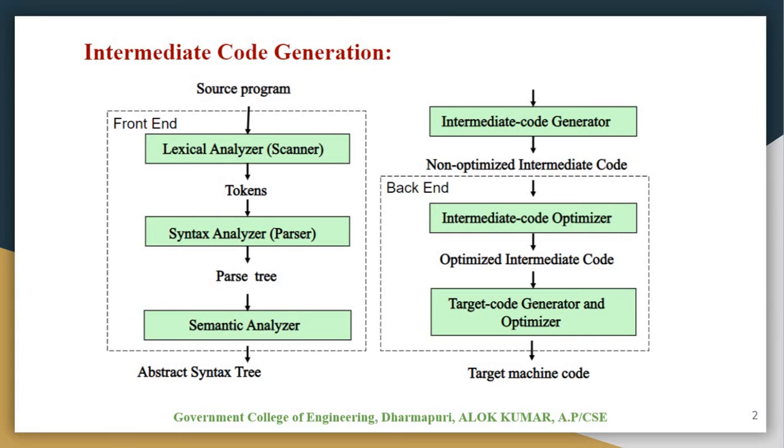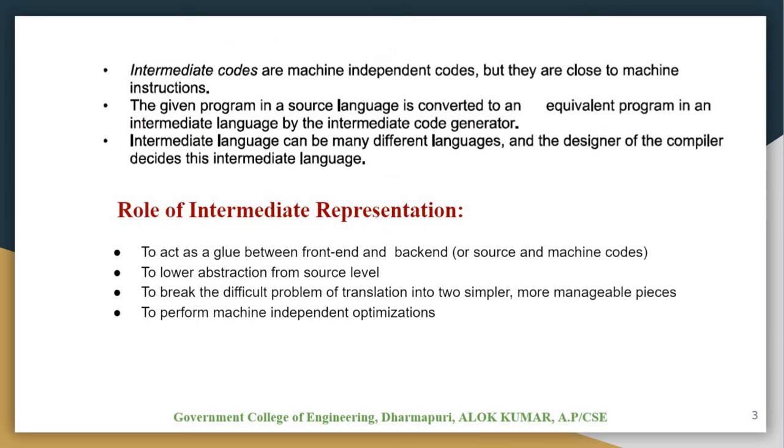Whatever abstract syntax tree we are getting works as input for this phase, and we are getting here non-optimized intermediate code. These intermediate codes are machine independent codes, but they are close to machine instructions. The given program in a source language is converted to an equivalent program in an intermediate language by the intermediate code generator. Intermediate language can be many different languages, and the designer of the compiler decides this intermediate language.